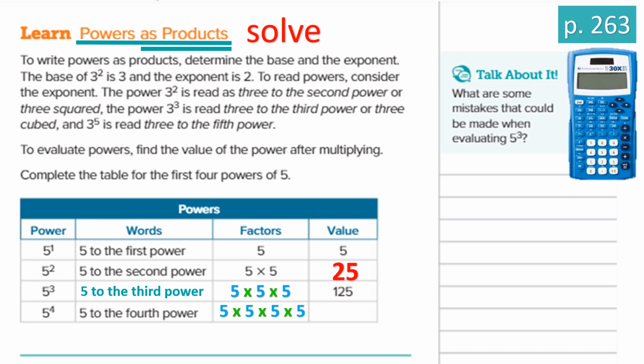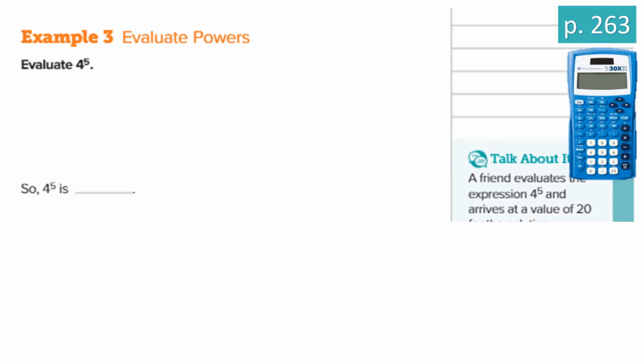In the same way, when I have 5 to the fourth power, I write it down as the factors of 5 times 5 times 5 times 5. And when I type that into my handy dandy calculator, I don't have to hit an equal sign and then multiply by 5, and then hit an equal sign and multiply by 5. I can just type in 5 times 5 times 5 times 5 equals, and then it'll give me my final answer of 625.